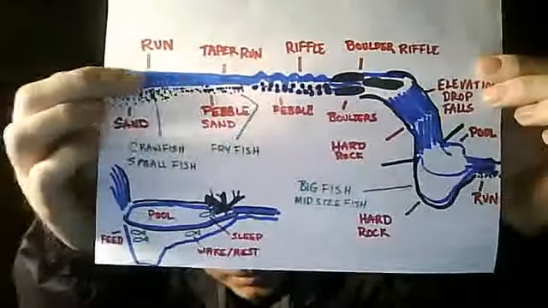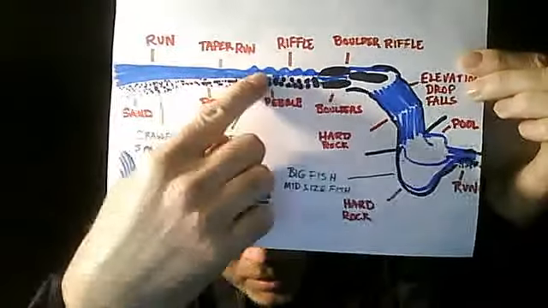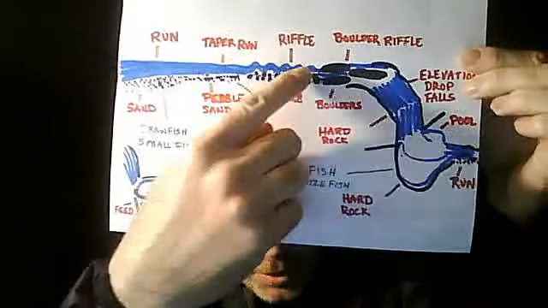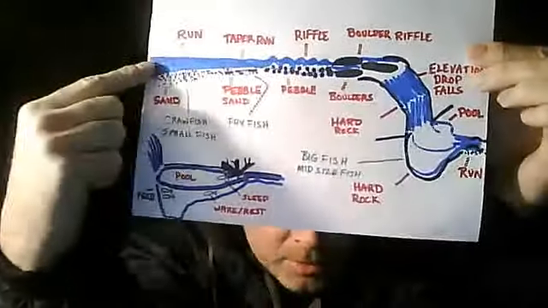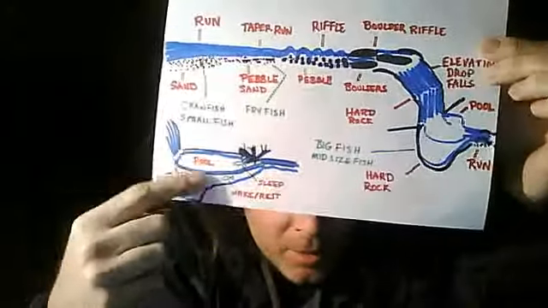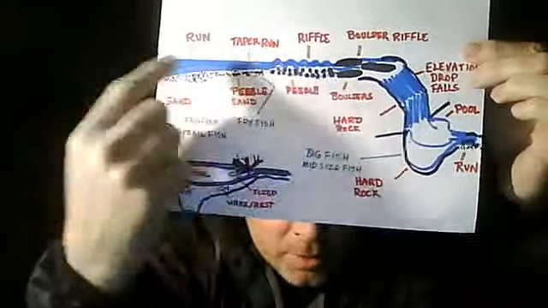And if you remember, the things you want to focus on, I had in the other video, you want to focus on runs, you want to focus on taper runs, you want to focus on riffles, boulder riffles, elevation drops, pools, and it goes back to runs. And watch these fish as they're in the pools, or if they're in the runs, or take your hand and put it in the soil and analyze the soil. What kind of soil it is that you're actually finding in the riverbank and or the smaller creek bank.